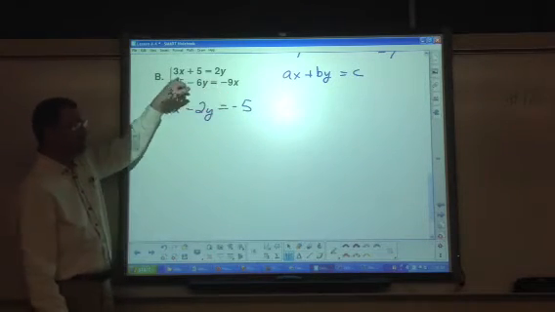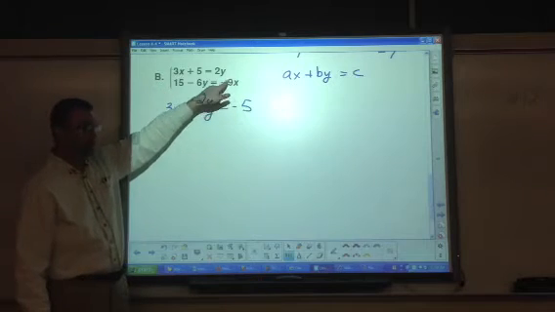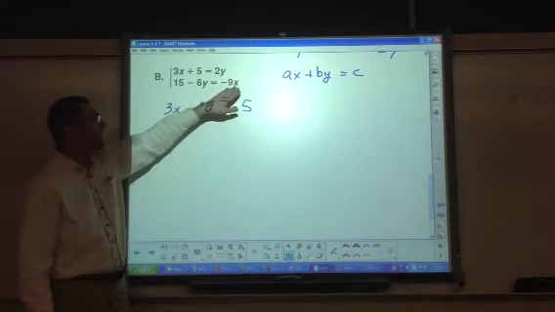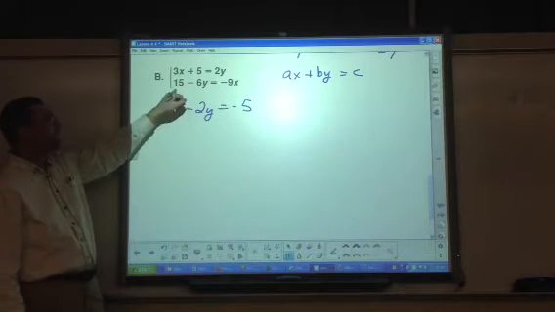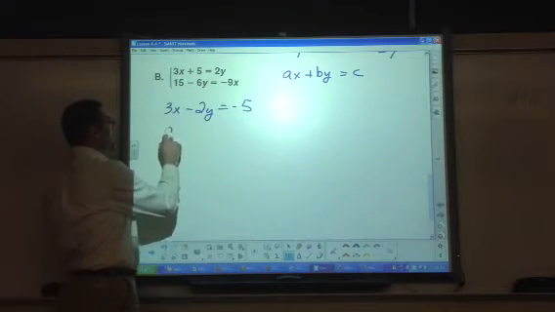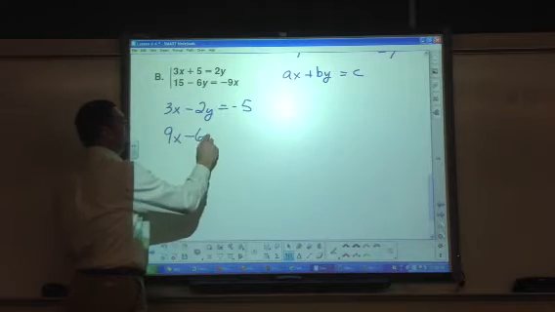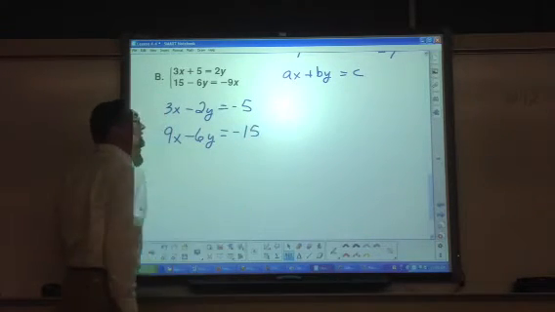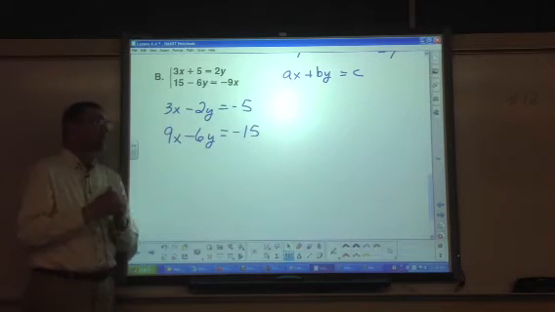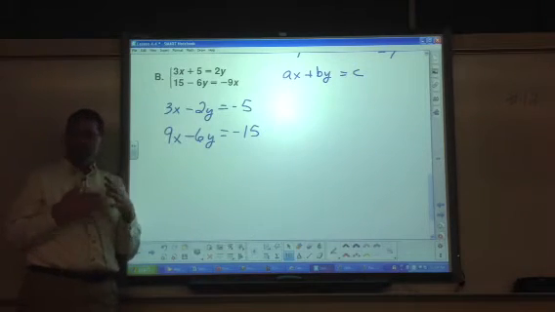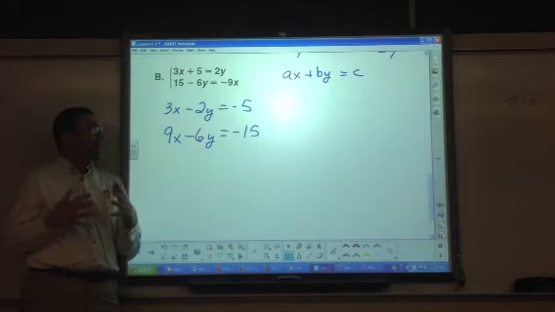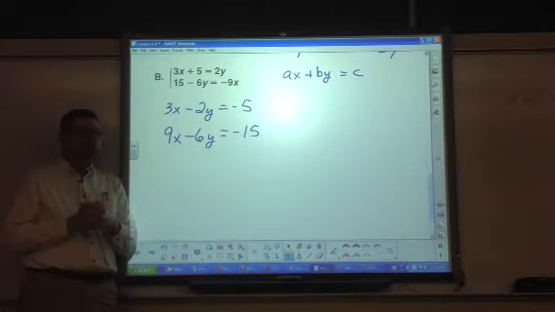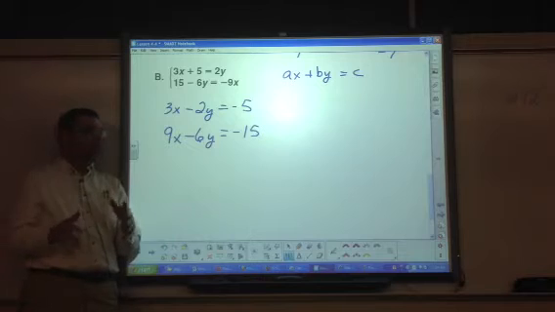In the second equation, we need to add 9x, because we need to add 9x to both sides, and subtract 15. So 9x minus 6y equals negative 15. Now, I'm going to go ahead and do this problem, but I already know that these are the same lines. That this is going to have infinitely many solutions.